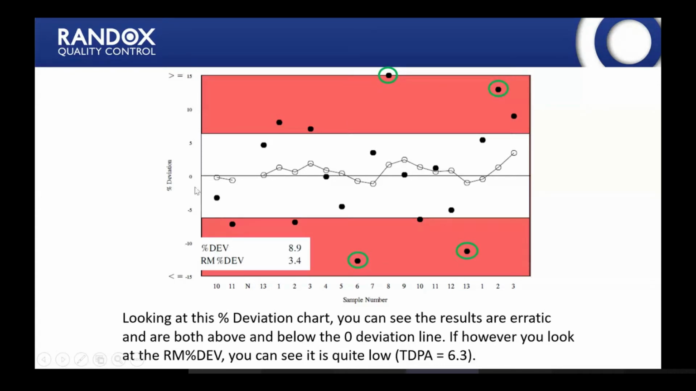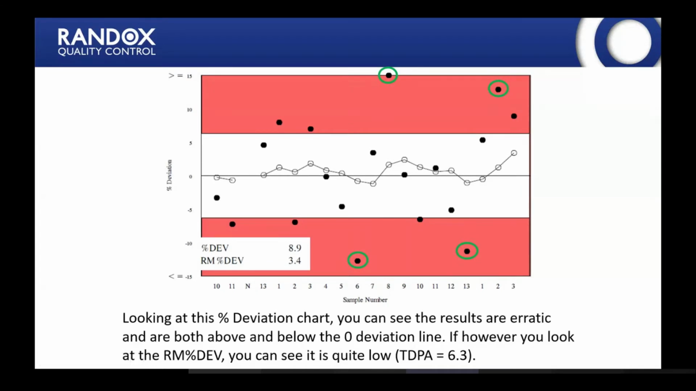So Stephen mentioned the red section is based on the percentage or the TDPA for the sample, in this instance at 6.3, and here you can see the line is sitting here at 6.3. So this is the lab's percentage deviation for the current sample, which is 8.9, which you can see is in the red zone, but the running mean is 3.4, which is much lower and is within the acceptable limits. But actually, when you look at the overall performance, it's not as good as the running mean might indicate.